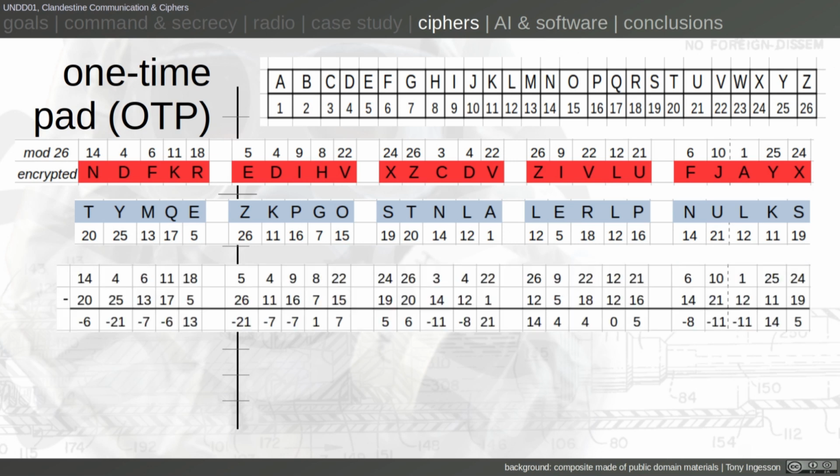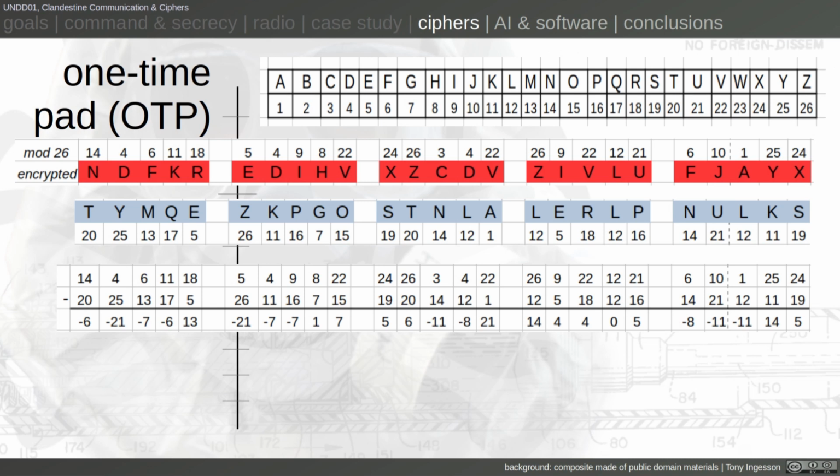And now, instead of adding, we start by subtracting. So we take the number we get from the encrypted message, and we subtract the number we get from the key. So this gives us some numbers that are negative, and some numbers that are not.